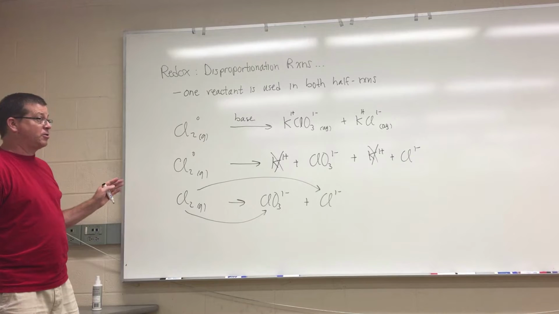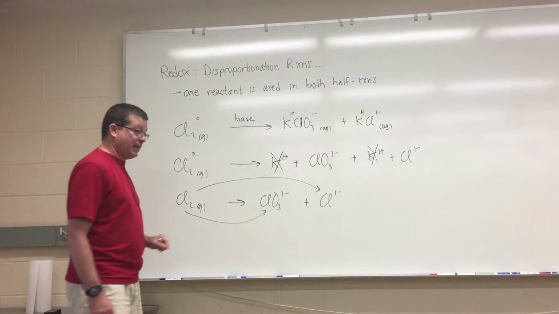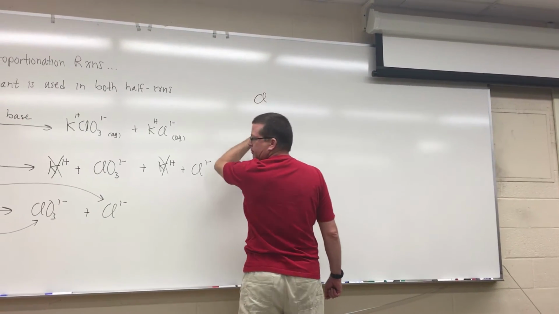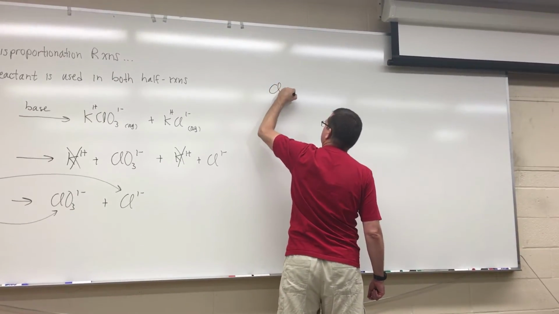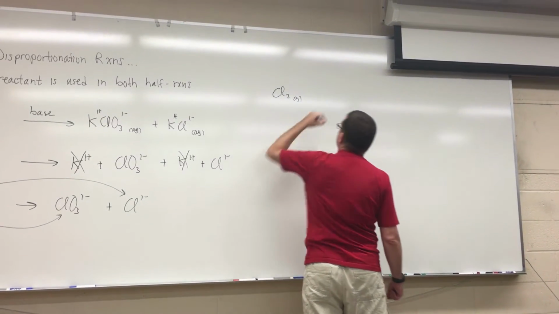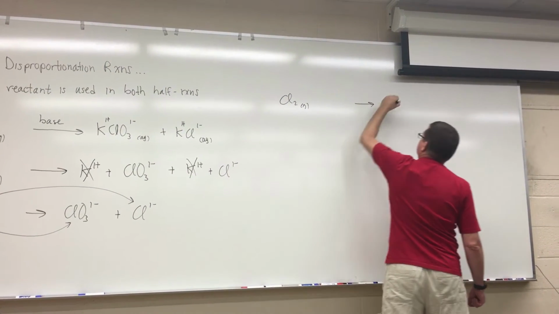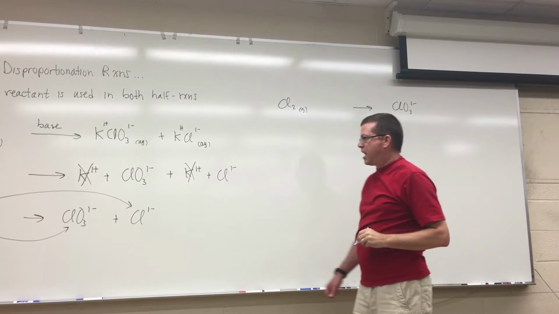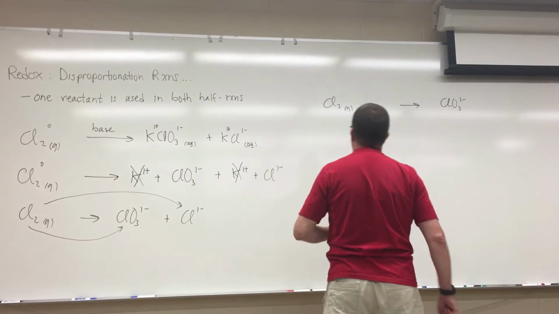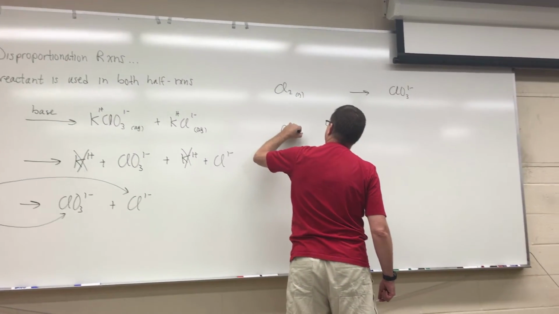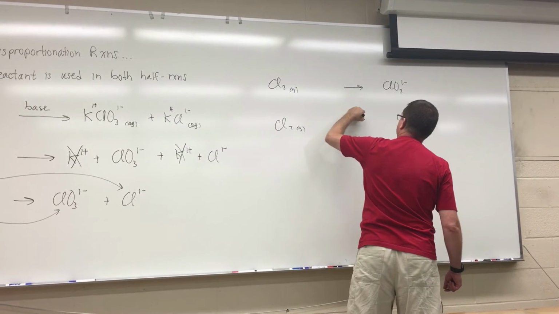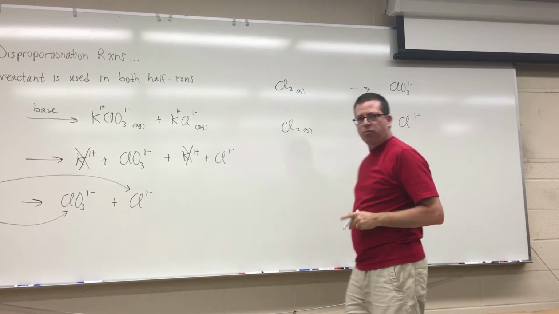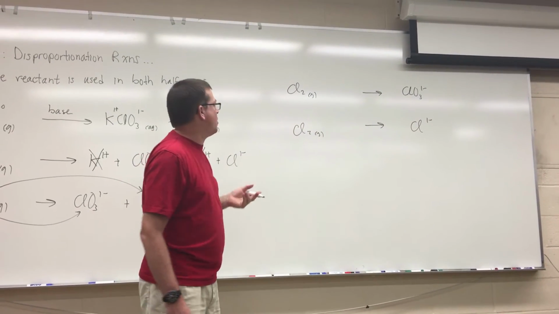The next thing we have to do is write out our two half reactions independently so we can balance them. I've got a Cl2 here, and in our first half reaction, that's going to go to a chlorate ion. In my other half reaction, it looks like the chlorine gas going to the chloride. Now we can balance these two half reactions as we already know how to do.